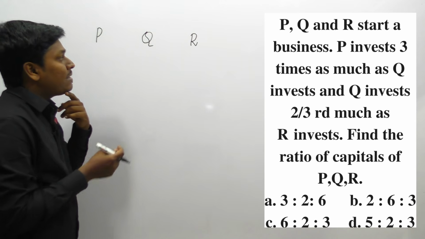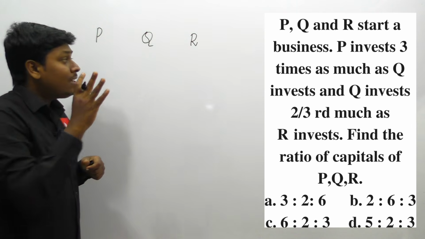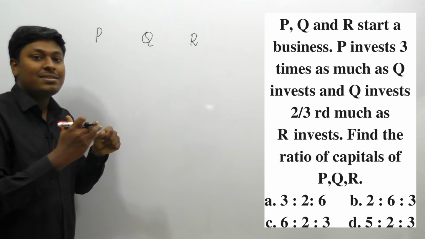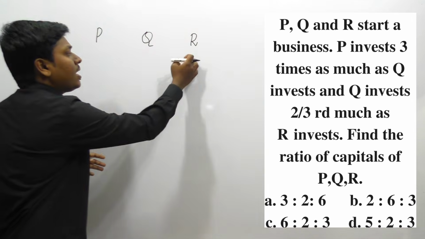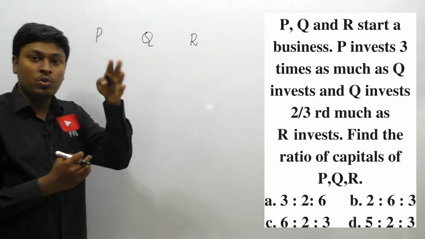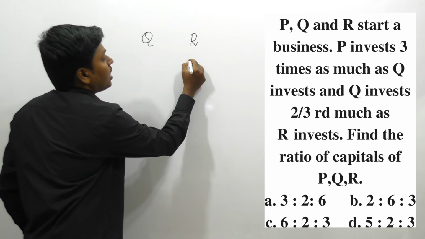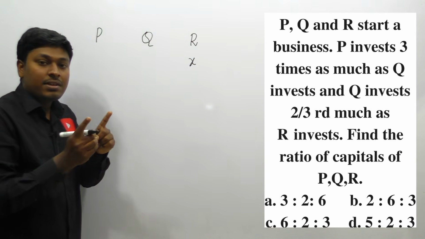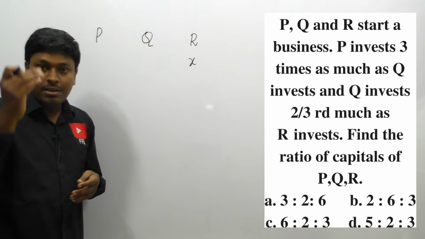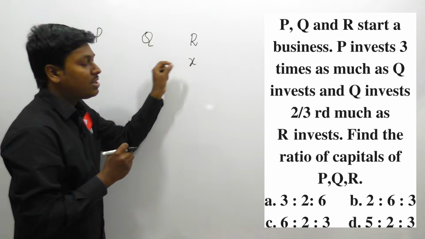So friends, listen here, in the previous question we substituted R is equal to 100, right? That is the easiest method. But here I am not going to substitute R is equal to 100. Why? Because if the question is twice, thrice or 4 times, we can substitute R is equal to 100 or 1 or 1000. But if the question is like 1/3, 2/3 or 4/5, don't substitute any value, just assume that R is equal to X. That is the easiest way, right?